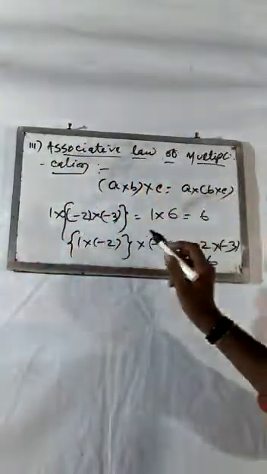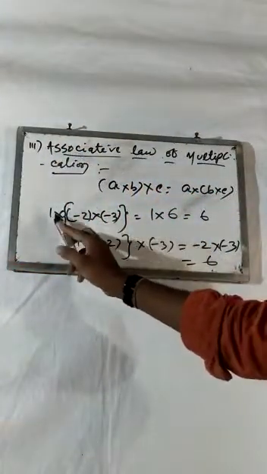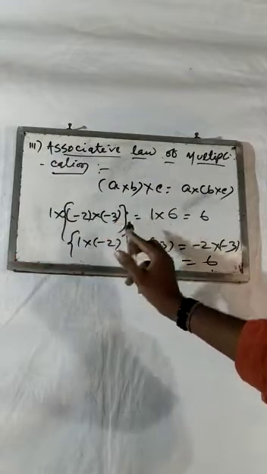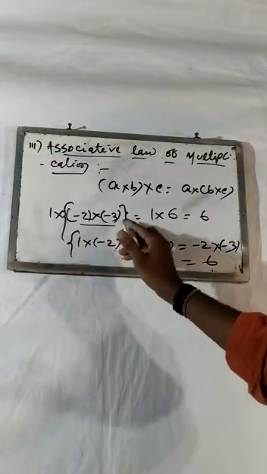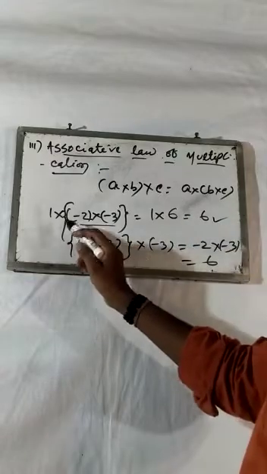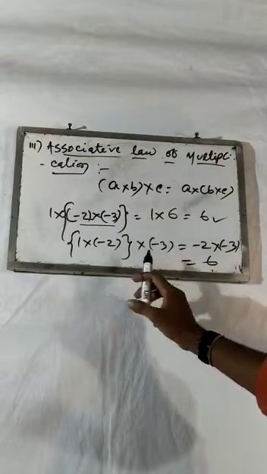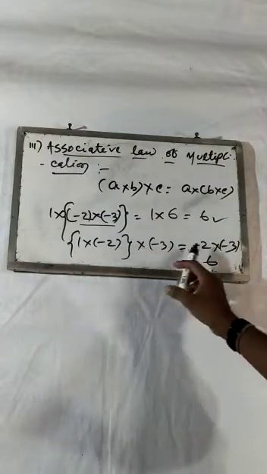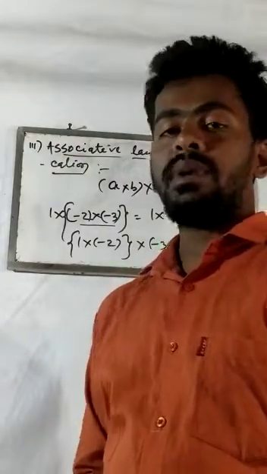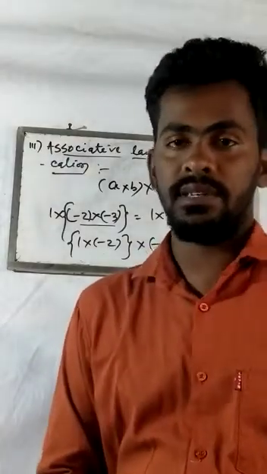Let us take an example: 1, minus 2 and minus 3. 1 into bracket minus 2 into minus 3 bracket equals 1 into plus 6. So 1 into 6 equals 6. And again, what will I do? Now 1 into minus 2 inside the bracket and minus 3 outside the bracket. The result is also 6. So multiplication of integers is associative.